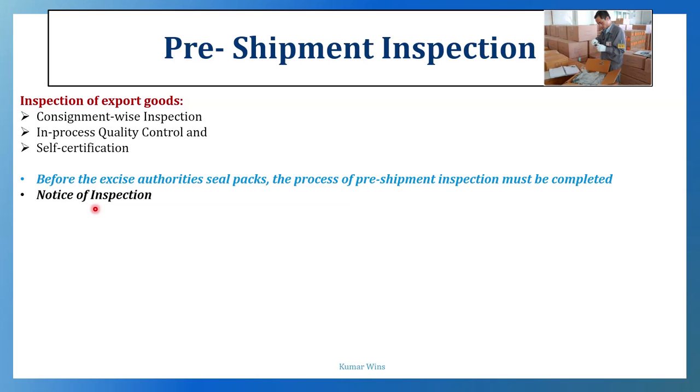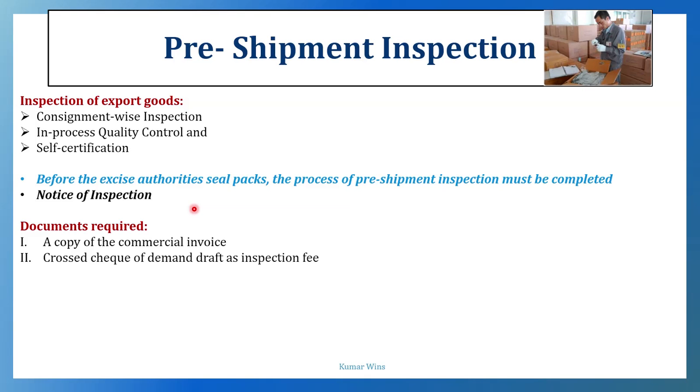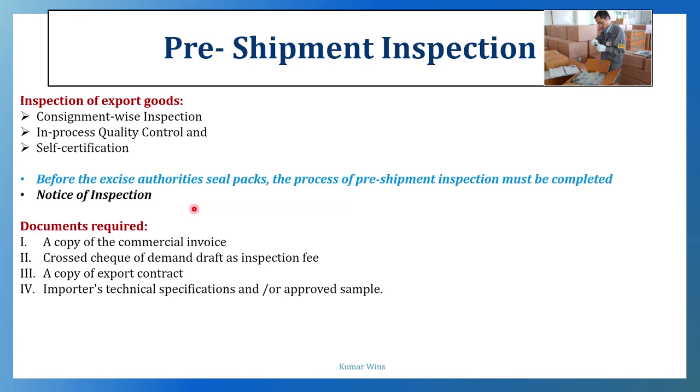So this notice of inspection has to be submitted to the export inspection agency, and it has to be accompanied by some documents. These documents are a copy of the commercial invoice, then a cheque or the demand draft, because they will charge something. There is an inspection fee, you need to pay the inspection fee to the export inspection agencies. Then there should be a copy of the export contract. Then the importer's technical specifications, or if they have got an approved sample, it has to be submitted.